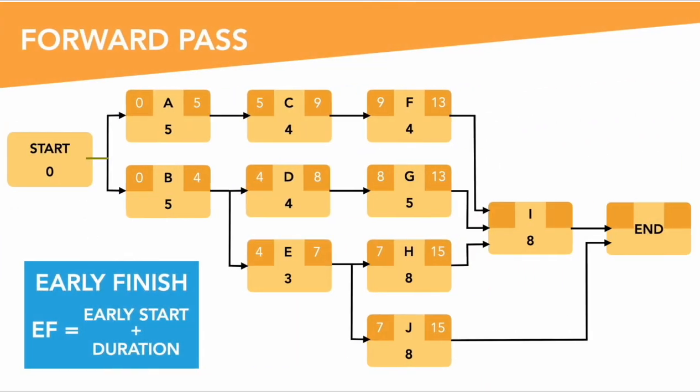So in this example we gave, we look at F, which is 13 days. The G path is 13 days. The H path is 15 days. Therefore, 15 becomes the early start of I. 15 plus 8 is 23. 23 goes to the end node. That means that the forward pass, the earliest that we can finish this project, is 23 days.